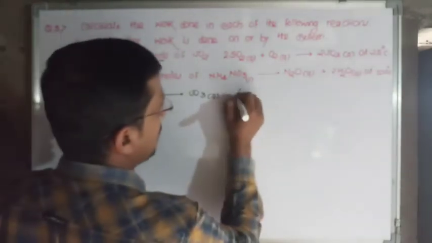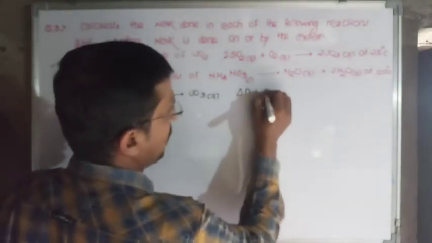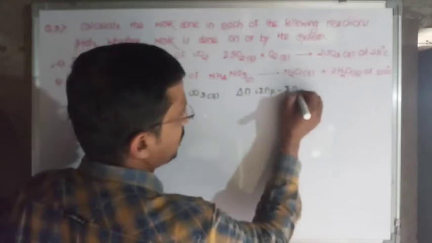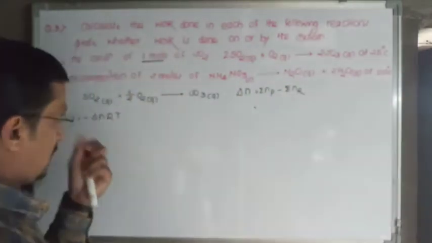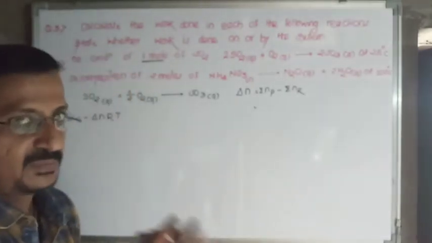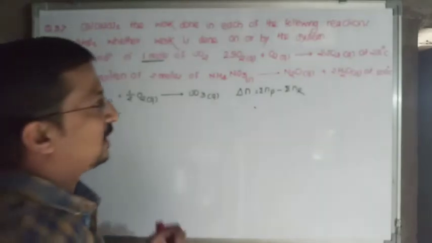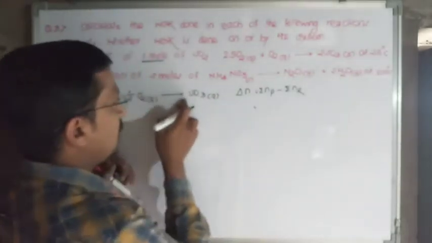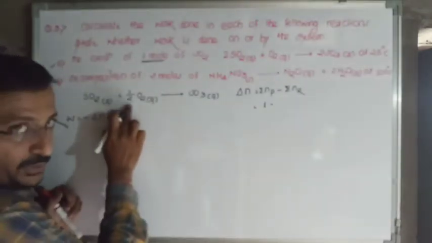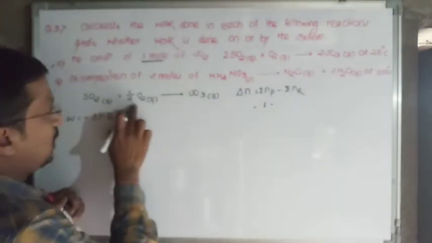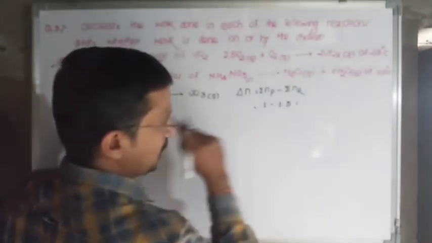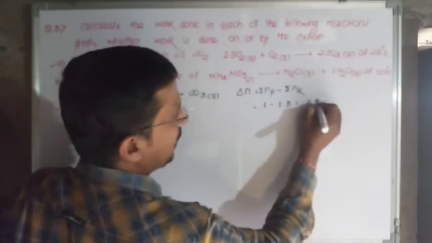Then for this reaction, calculate delta N, which is the number of moles of product minus the number of moles of reactant. Remember, in the calculation of number of moles, solid components present are not considered. So the product number of moles is 1, minus the reactant, which is 1 plus 0.5, that is 1.5. So 1 minus 1.5 comes out to be minus 0.5.